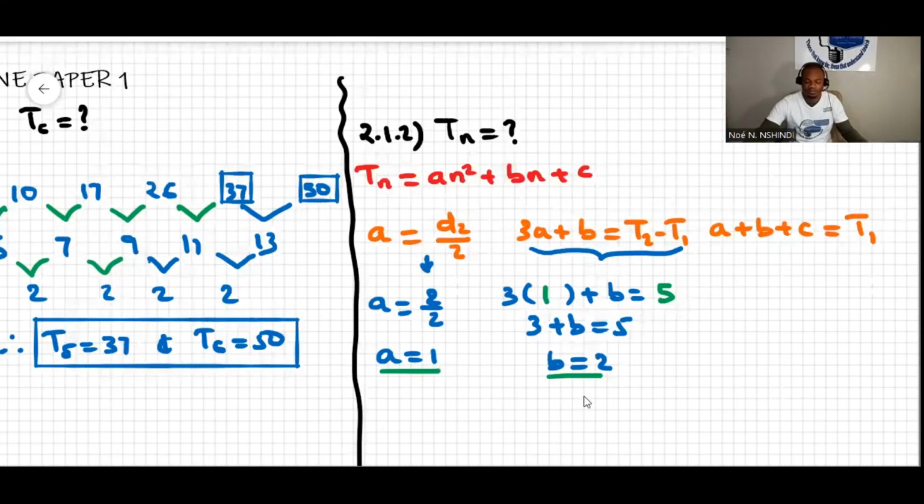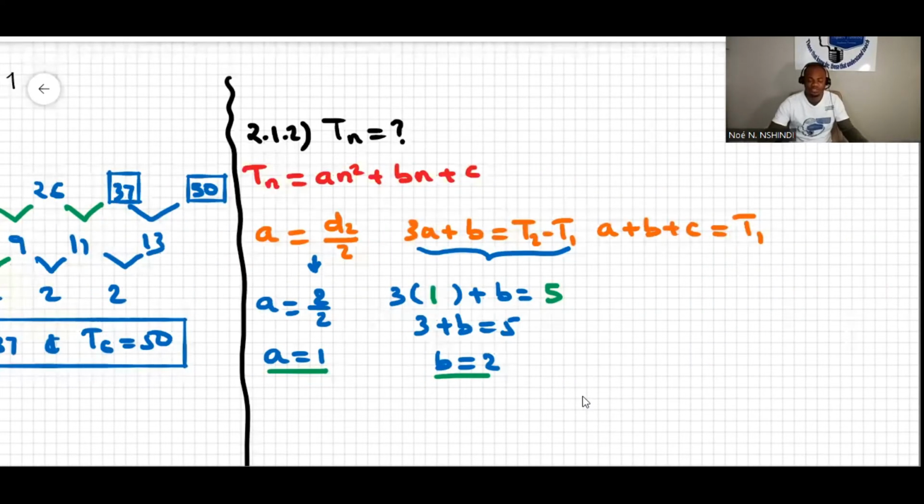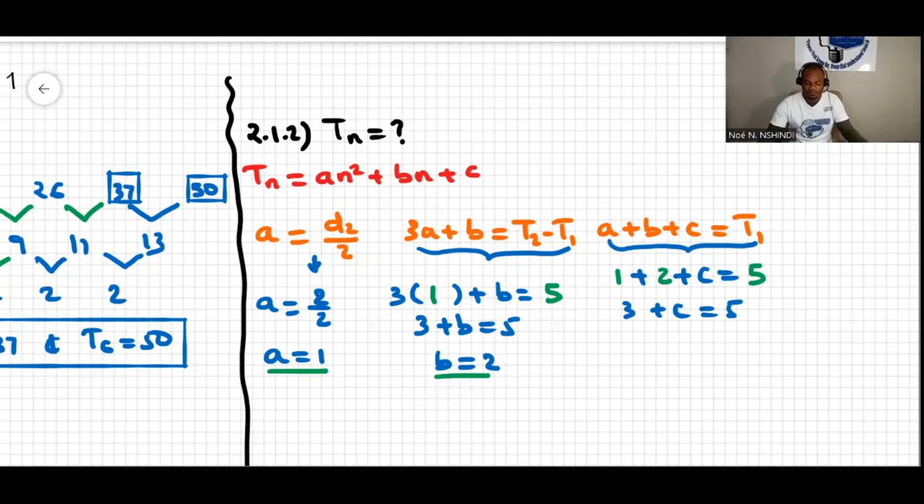Then a plus b plus c equal to T1. So over here also we can substitute the value of a, which is 1, and the value of b is 2. And then T1 is the first term, which was equal to 5. So we have a plus b plus c equal to T1. That makes 3 plus c equal to 5. And if I move the 3 over, we have 5 minus 3, which is equal to 2. So now we have a, b, and c.